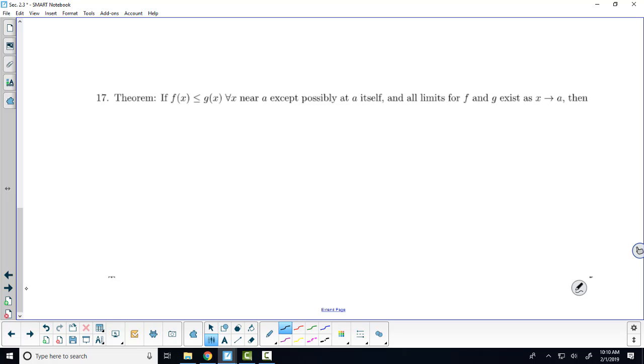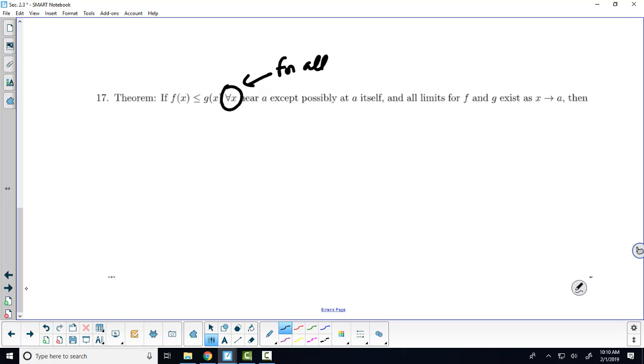This next theorem tells us that if I know that one function always sits below another function, then I can make a statement about their limits, provided their limits exist. First of all, I use this symbol here, which is the symbol for all. You're going to see it in further math classes. It's just a shorthand.